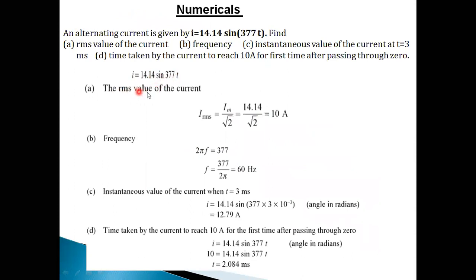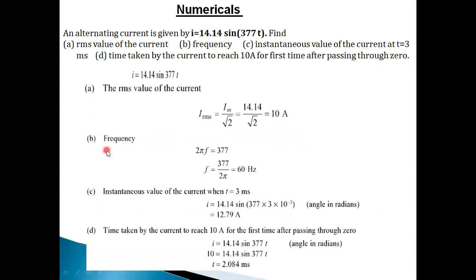In order to find out the RMS value of the current, let's compare this particular equation to I equal to Im sine omega t. From that, I'd like to find out RMS. I know IRMS is equal to Im by root 2. In that, this 14.14 becomes Im. Compare this equation to I equal to Im sine omega t. Im by root 2: 14.14 divided by root 2 will give the RMS value.